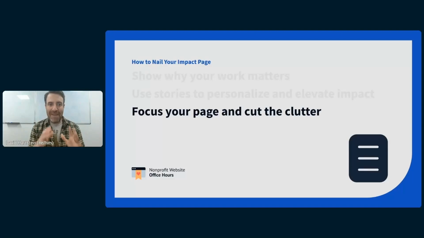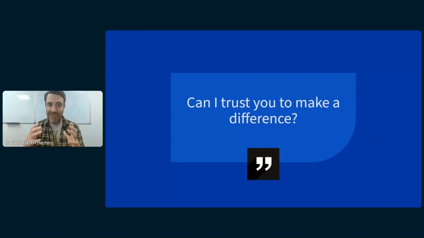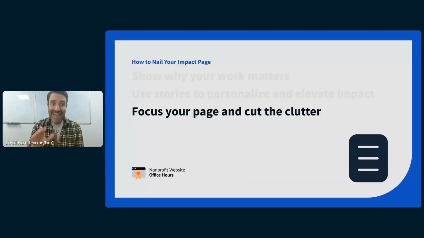So your impact page is not a place to report out on everything you've ever done. It's more about helping folks understand the difference you're making. Again, answering the key question, can I trust you to make a difference? So instead of treating it like an archive of all of your work, think of it more like a highlight reel. Focus on the most compelling, current and meaningful examples of your work, and then let the other pages and posts on your site carry the rest of the heavy lifting.